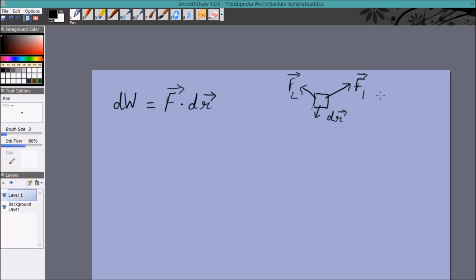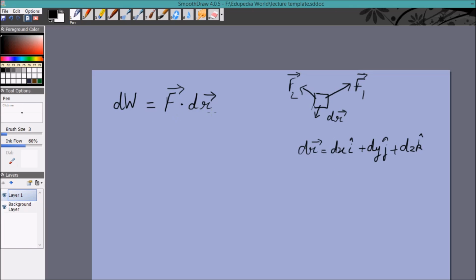Dr is nothing but dx i cap plus dy j cap plus dz k cap. That is, dx is the small change in x, dy is the small change in y, and dz is the small change in z. And if you take these three and add them up according to their unit vectors in the x, y and z direction, you'll get the displacement vector dr. It is just the change in displacement of the point of an object, right?